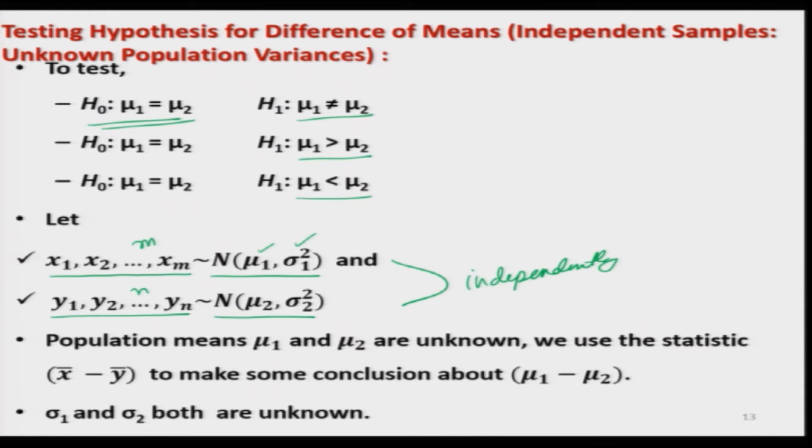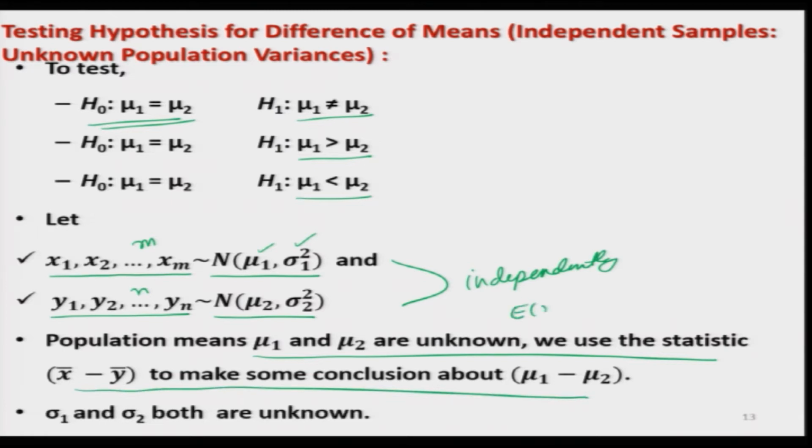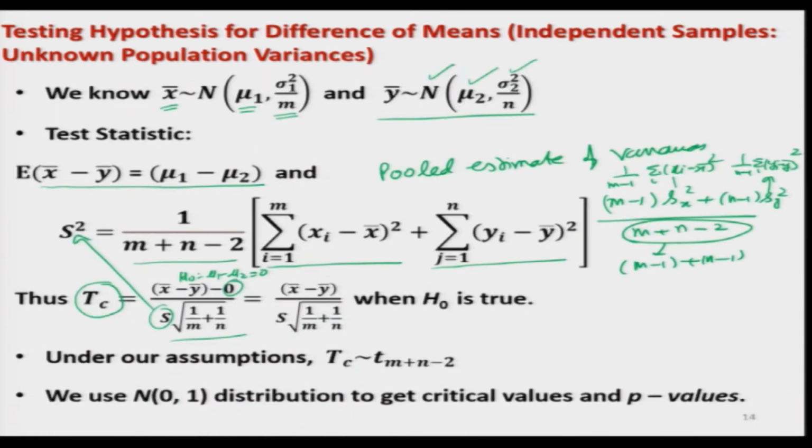The population means mu 1 and mu 2 are both unknown, and we want to use the statistic x bar minus y bar to make some conclusion about mu 1 minus mu 2, because you know that the expected value of x bar minus y bar is equal to mu 1 minus mu 2. That means x bar minus y bar works as an unbiased estimator for mu 1 minus mu 2, and we assume that sigma 1 and sigma 2 are both unknown, but they are equal. That is what you have to keep in mind.